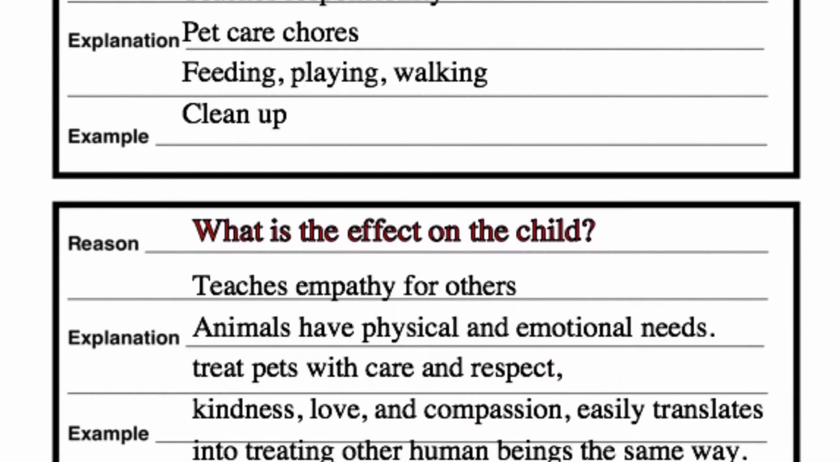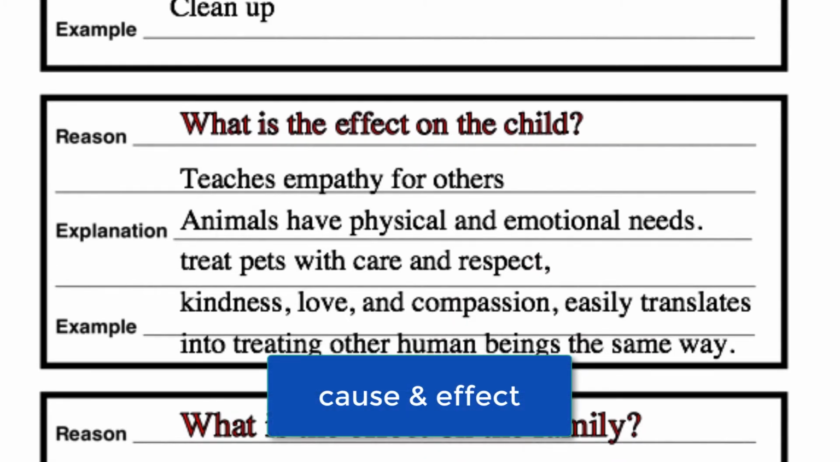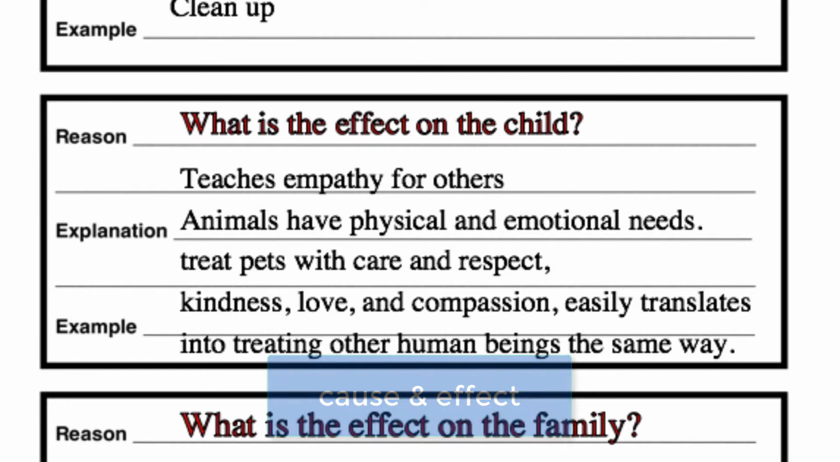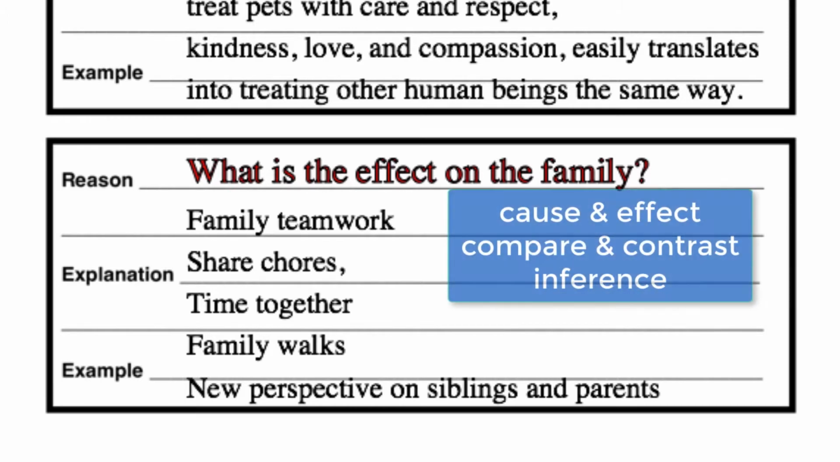Beat 2. What is the effect on the child? You're using a cause and effect thinking strategy, so you're connecting information. Beat 3. What is the effect on the family? Again, you're using a cause and effect thinking strategy, but you're also comparing and contrasting, and you're making inference. So you're connecting information.